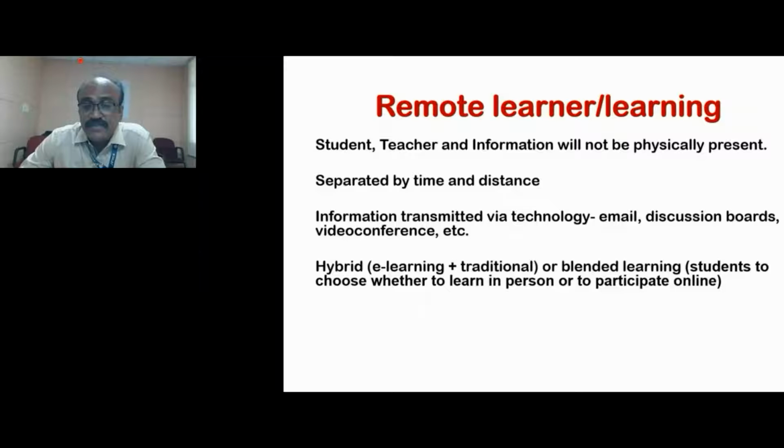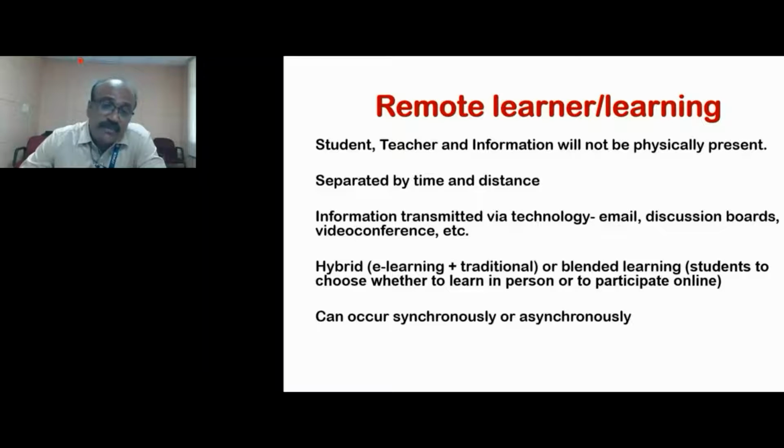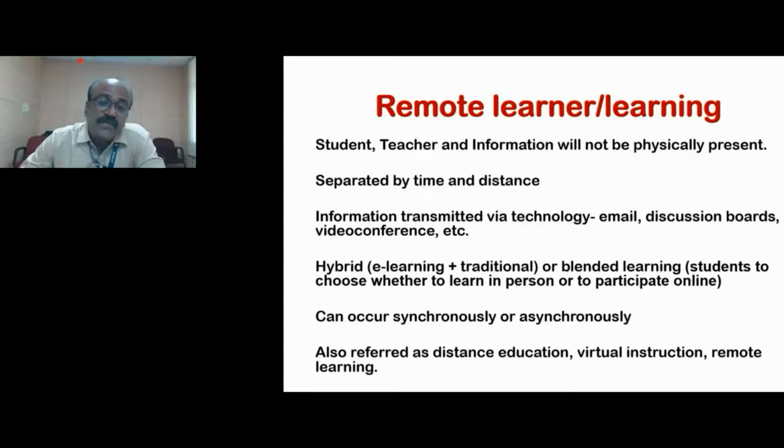The key difference between the two styles of remote learning is that blended learning works by combining two things, that is e-learning and traditional learning. As for hybrid learning, it works by allowing students to choose whether to learn in person or to participate online. So there is a difference between hybrid and blended learning. And it can occur both synchronously and asynchronously. Synchronous is real-time streaming of the sessions, and asynchronous is a store and forward way of transmitting the session. So it is also referred to as distance education, virtual instruction or remote learning.